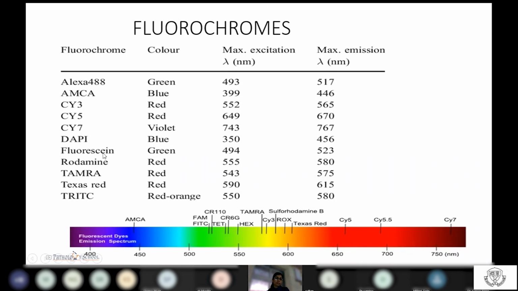then your FITC, which is fluorescein isothiocyanate, a derivative of fluorescein which emits a green color, and your rhodamine, which emits a red color. These three are the most commonly used. And the latest one is your Alexa 488, which emits a green color.